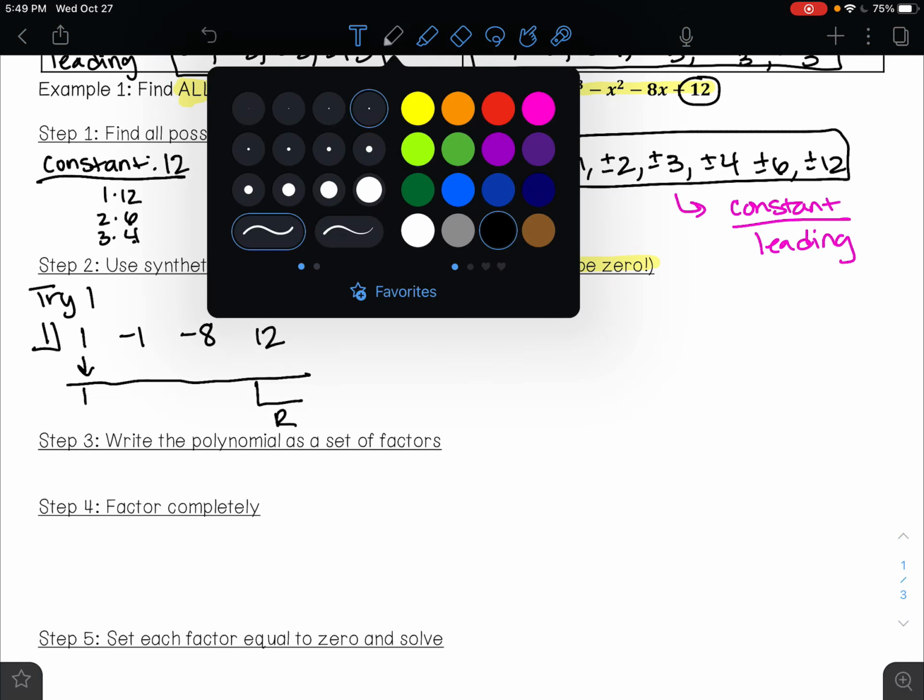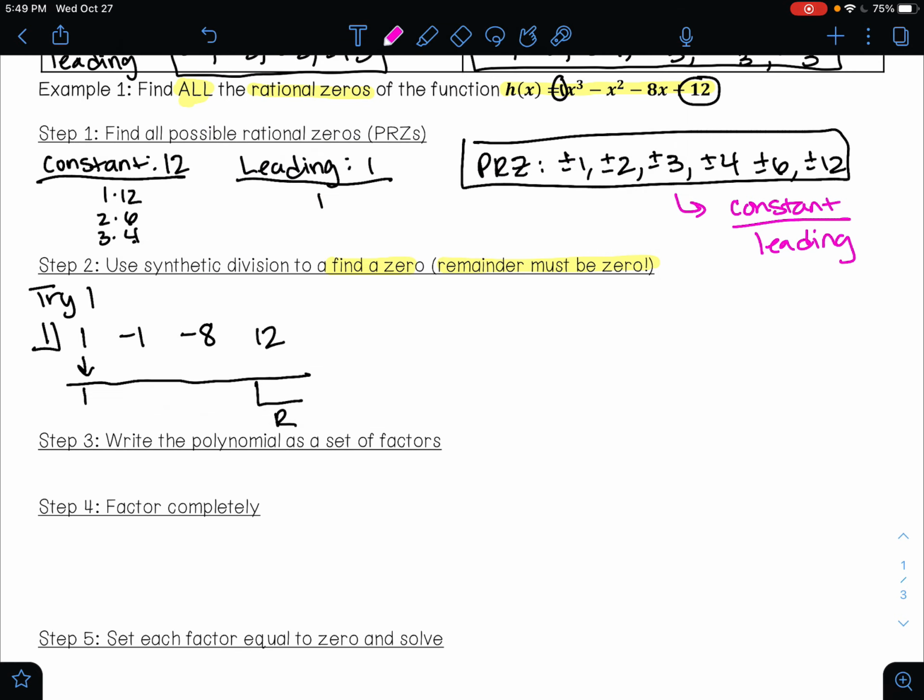So let's see. 1 times 1 is 1. -1 plus 1 is 0. 1 times 0 is 0. -8 plus 0 is -8. 1 times -8 is -8. 12 minus 8 is 4. Did we get 0? No. So this is not a 0. So let's try another number from our possible rational zeros. I'm going to try 2.